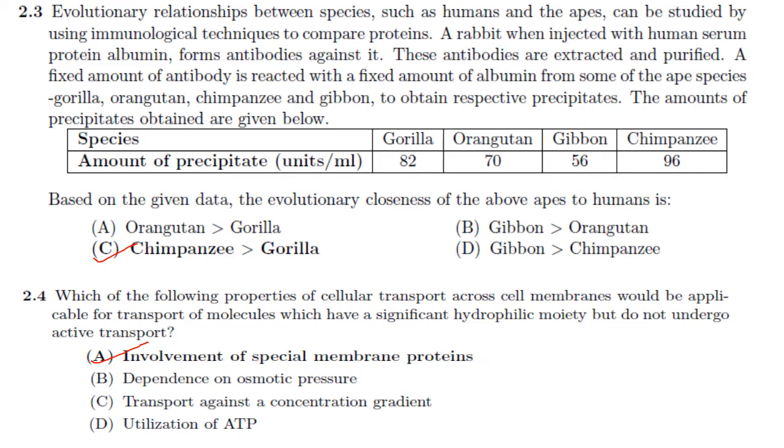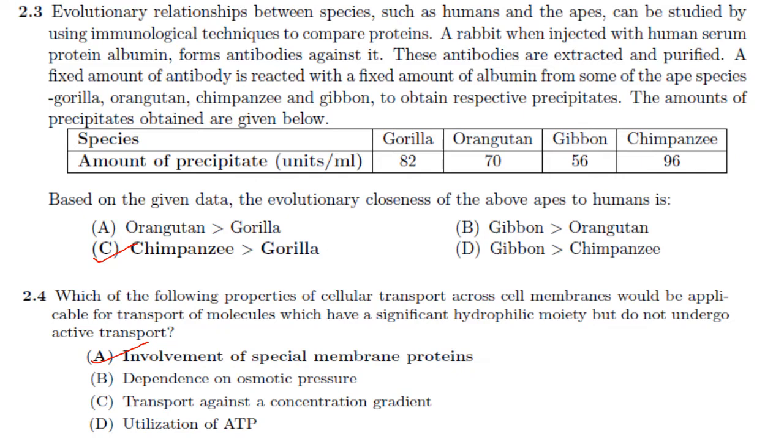So chimpanzee is more closer than gorilla, gorilla is more closer than orangutan, orangutan is more closer than gibbon. So as per the options, orangutan greater than gorilla. No. Gibbon greater than orangutan. No. Chimpanzee greater than gorilla. Yes. Chimpanzee has more precipitate units per ml than gorilla, so it is more closer to humans than gorilla. Gibbon greater than chimpanzee. No.